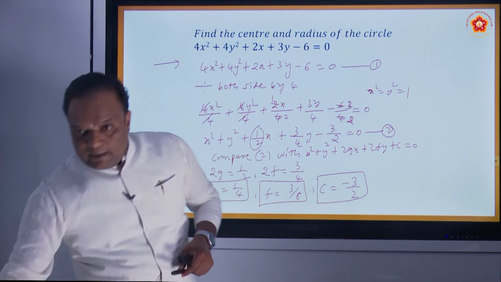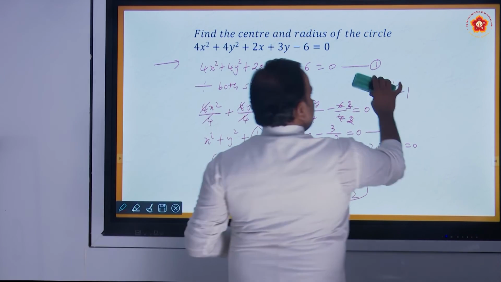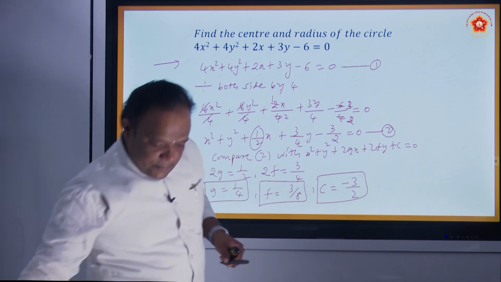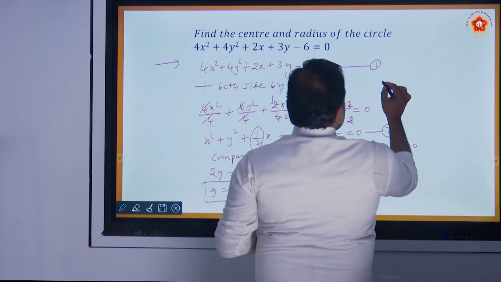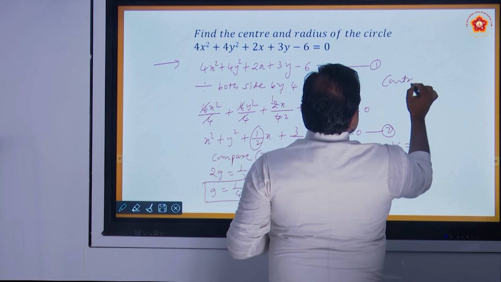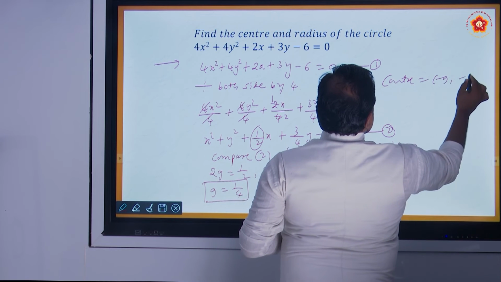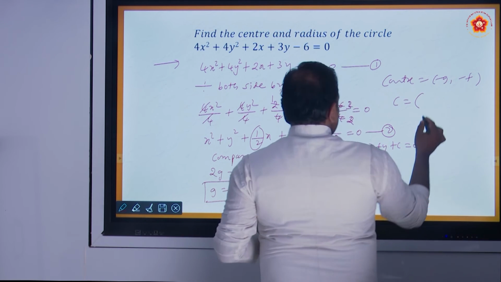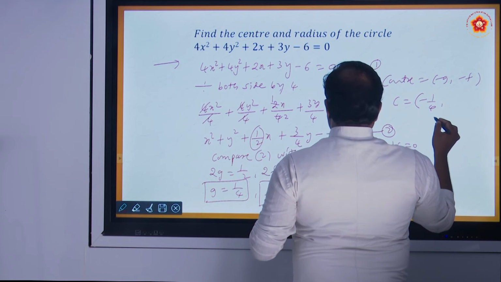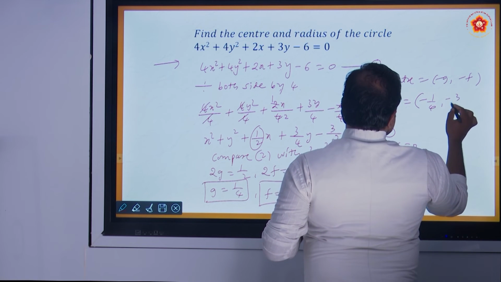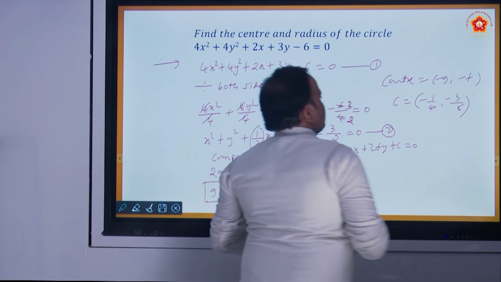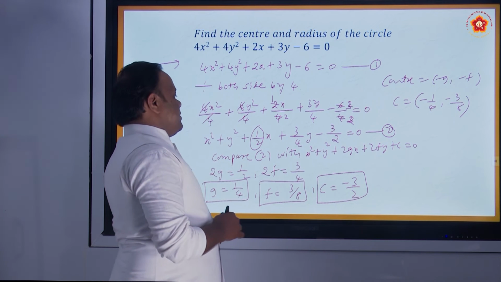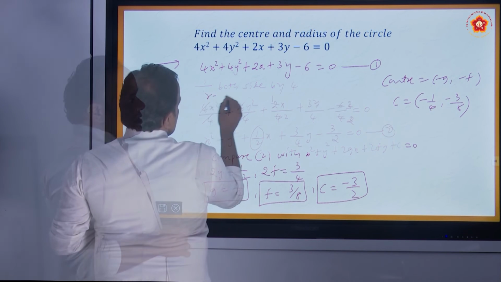What is the center formula? We know that the center is minus g, minus f. Shortly write center equal to minus g, which is minus 1 by 4, and f is nothing but minus 3 by 8. The center is minus 1 by 4 and minus 3 by 8.